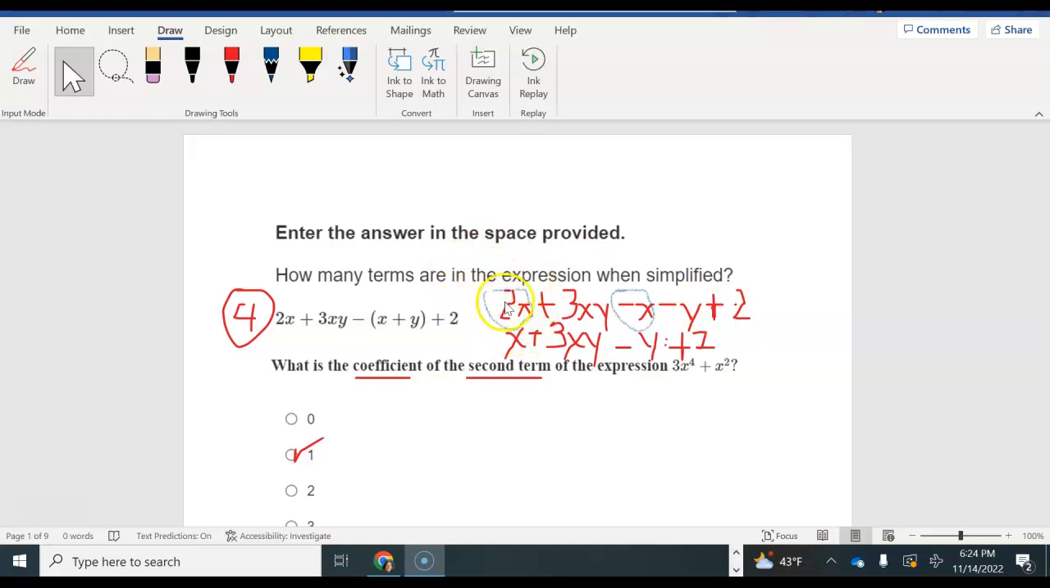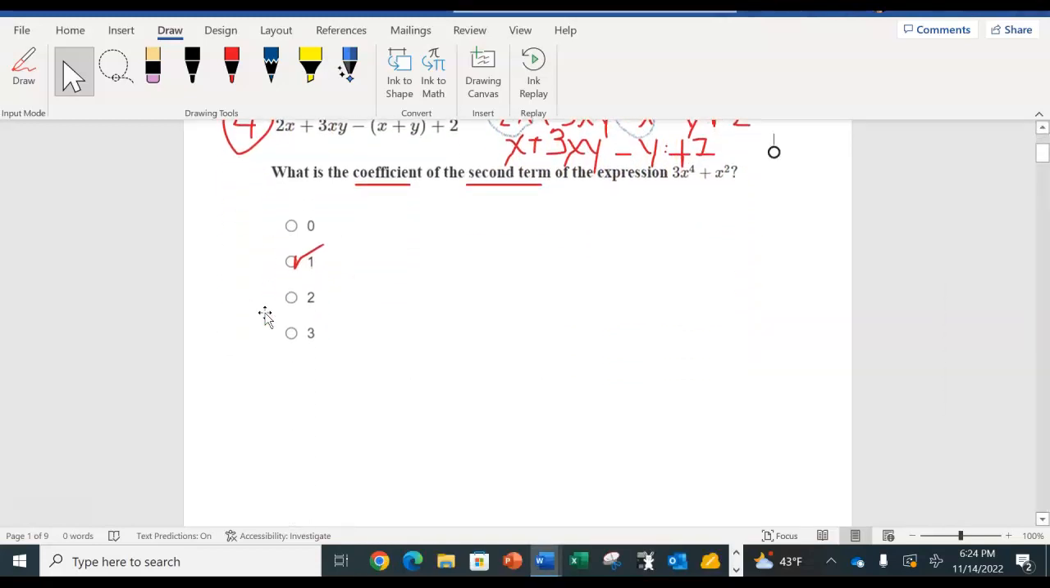When I do that, I have two terms that have an x. So I've got 2x minus x is x, plus 3xy. You cannot combine those because they have different variables, minus y, and then plus 2. Since that's a number without a variable, again, it has to be separate. So how many terms are in the expression when simplified? So you got one term, two terms, three terms, and four terms. So basically your terms are divided up by the addition and subtraction signs. So the first one is 4 terms.